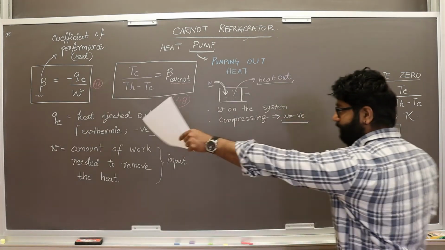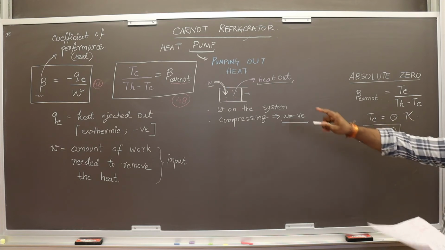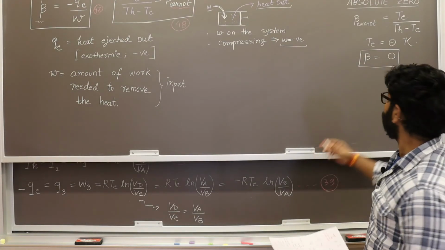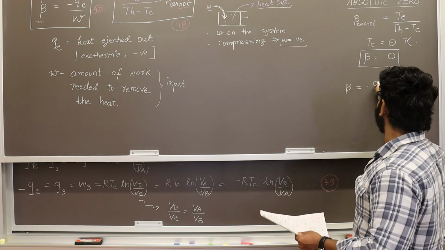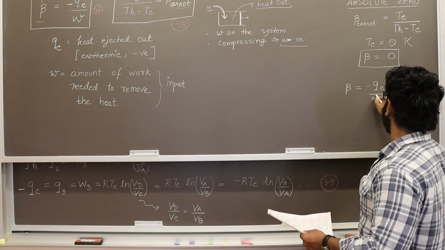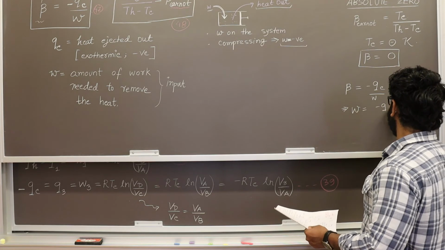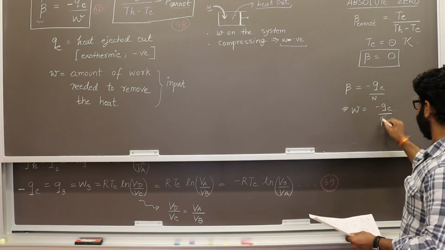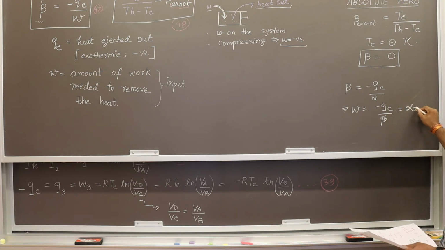So from equation number 47, and we got this from equation number 48, we are using equation 47 to find out the amount of work that you need. If you rearrange this, the amount of work that you need is this much. Now we know the beta in here is 0, so this quantity becomes undefined or infinity.